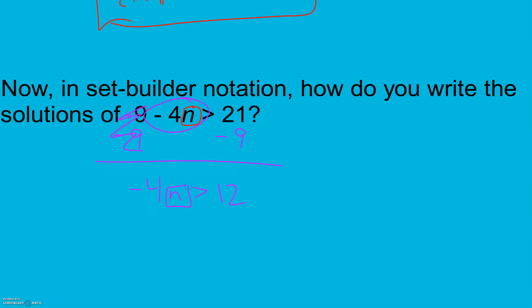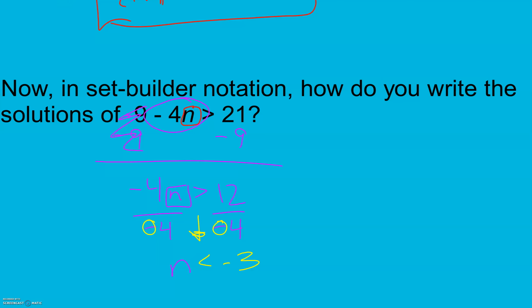N is being multiplied by -4, so I'm going to divide to get rid of it. And anytime that we multiply or divide by a negative number, we have got to flip our inequality. So instead of being greater than, now it's less than.